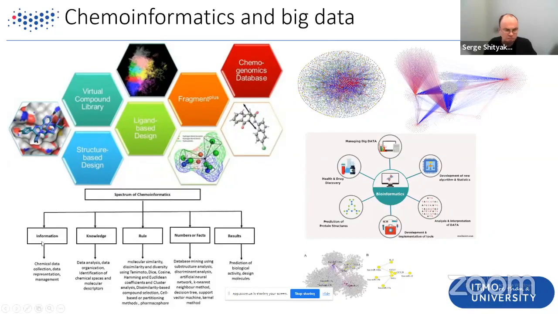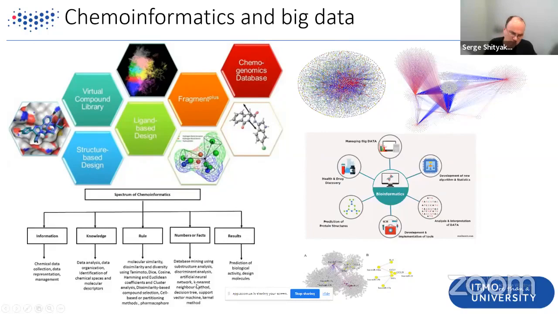The milestones are information, knowledge, rules, number of facts and results. Sometimes they are overlapping with each other and actually describing the chemical data and collection data. You would try to analyze all this data by means of rules and the number of facts, which include molecular similarity and different rules such as Lipinski's rule, pharmacophore rules, and stuff like that.